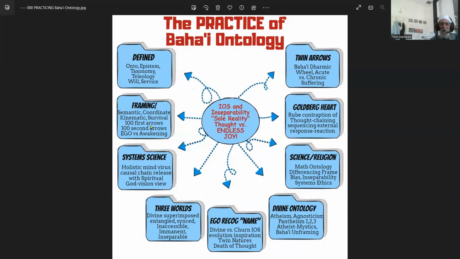So also, the whole idea of the first arrow and the second arrow: if you ask any human being about anything, ask 100 human beings, what do you think God is?